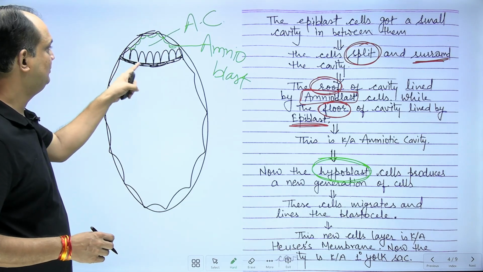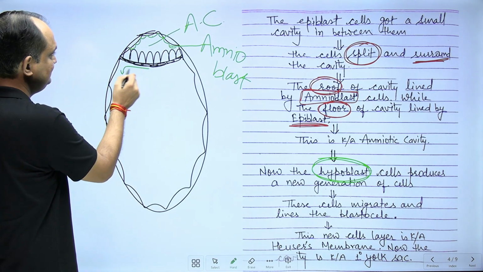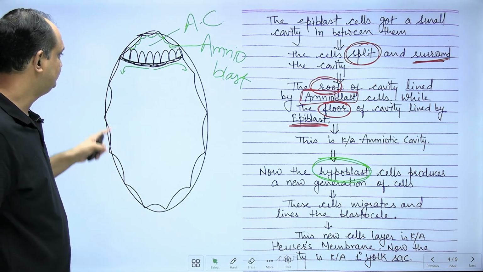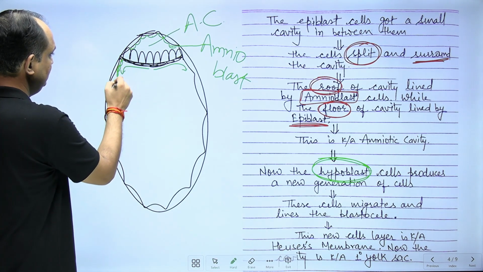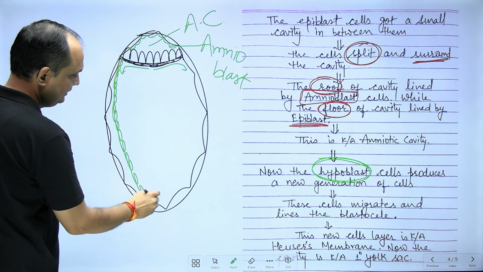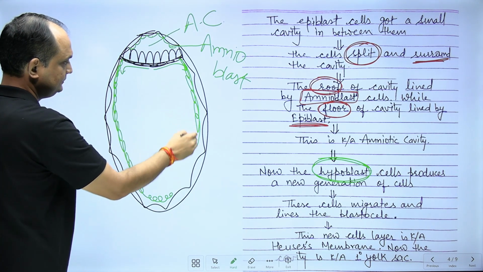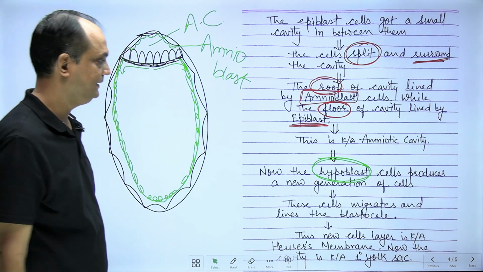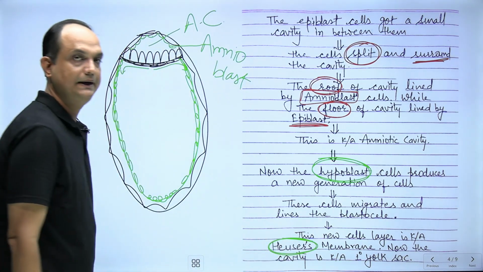Now this hypoblast layer will produce cells, and these cells will migrate towards the blastocele cavity on the inner side of this cytotrophoblastic layer. So these cells will form a new layer, and this new layer lies inside your cytotrophoblast. Now this new layer is known as Heuser's membrane. What is that known as? It is known as Heuser's membrane.